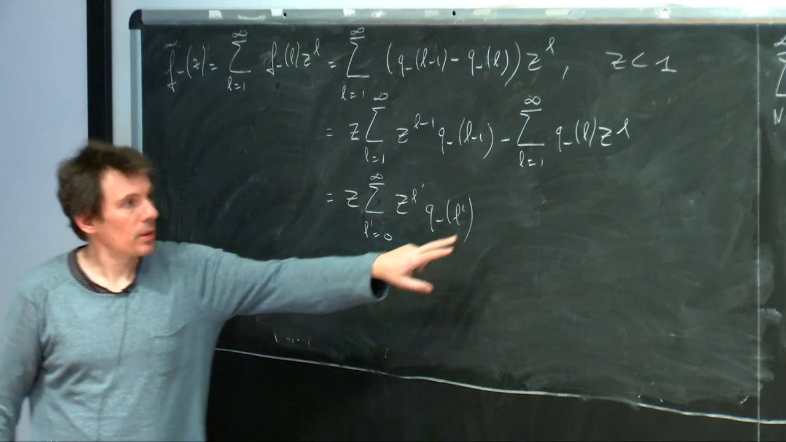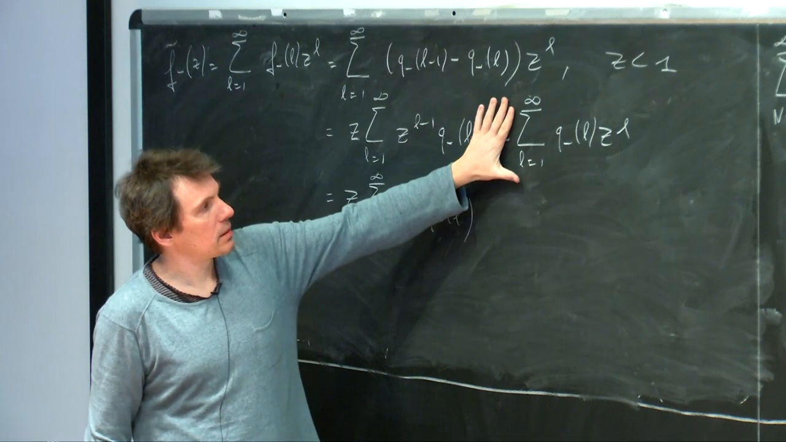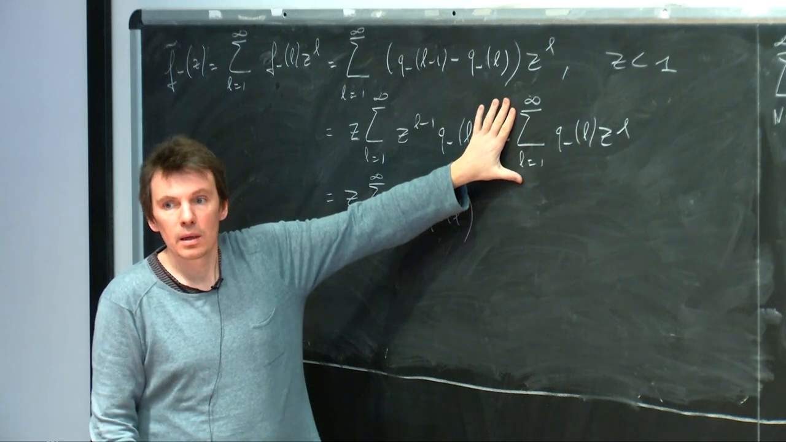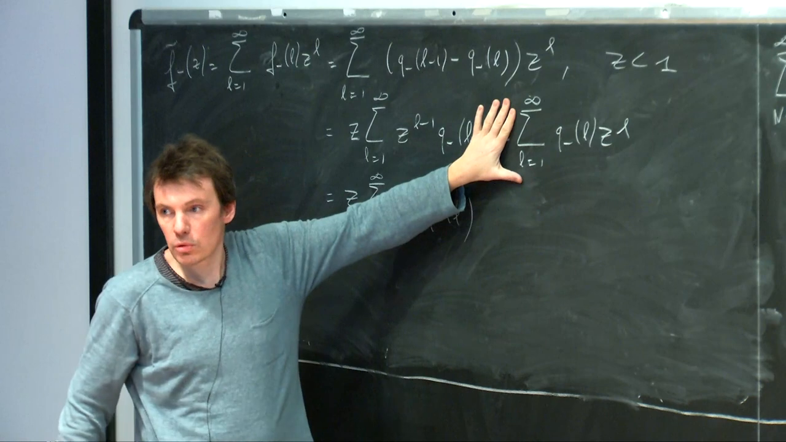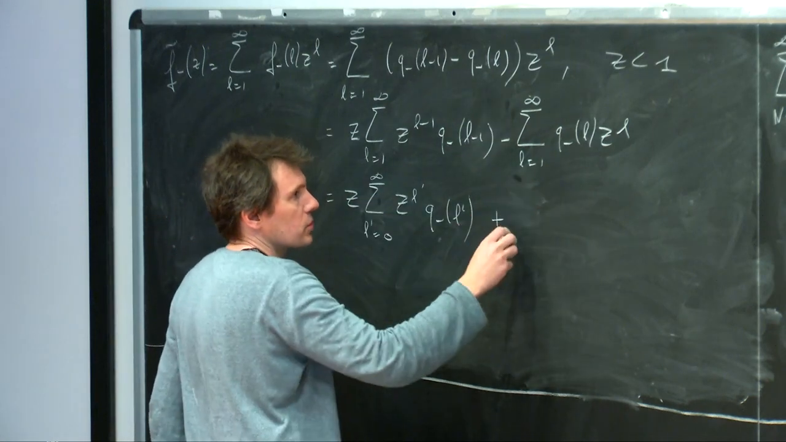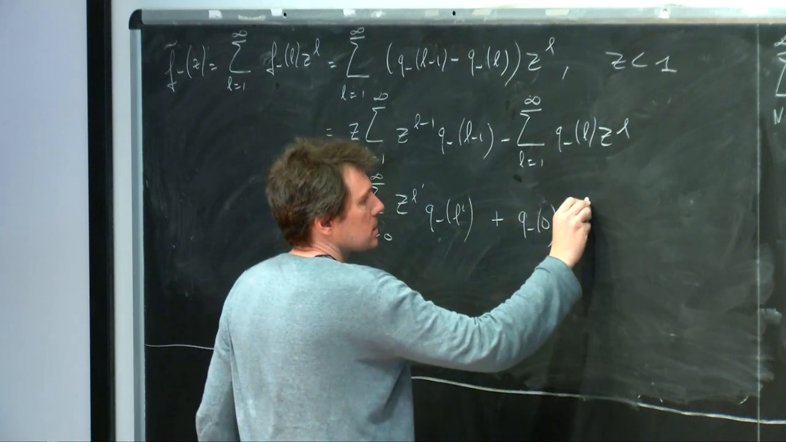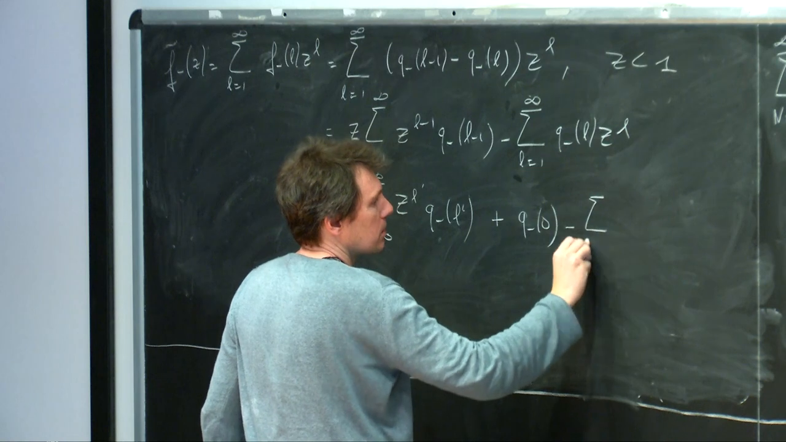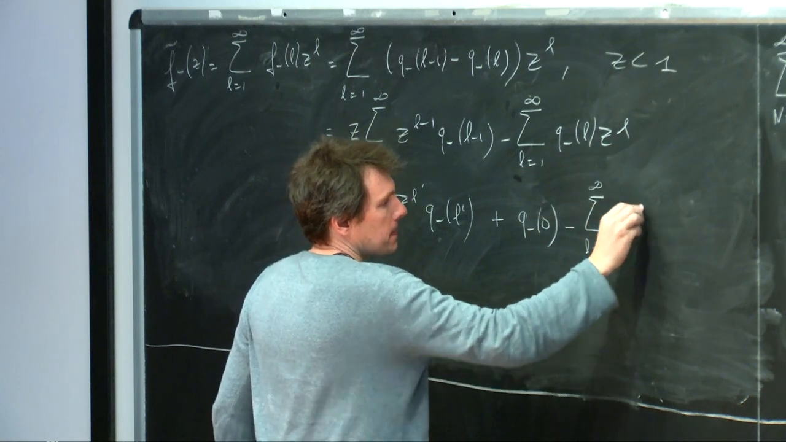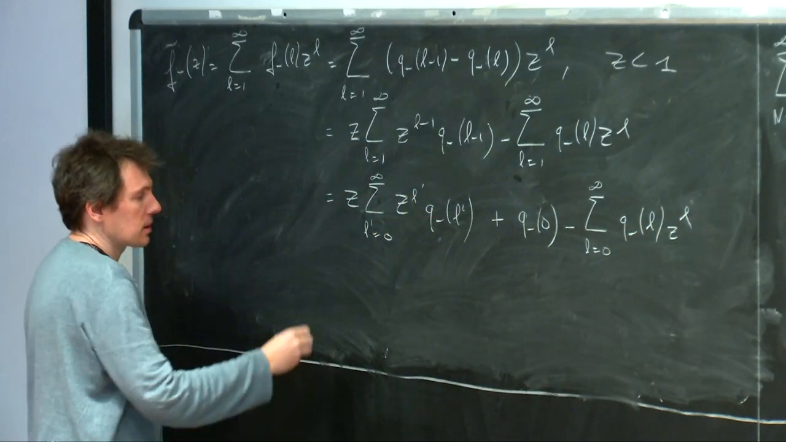Okay, now what about this guy? Well, it's almost given by Spa-Anderson, but there is just one term which is missing, which is the term which corresponds to L equal to 0. So we just have this term for 0. So that would be Q minus of 0 minus the sum, Z to the 0 is 1. And now I can use Spa-Anderson.